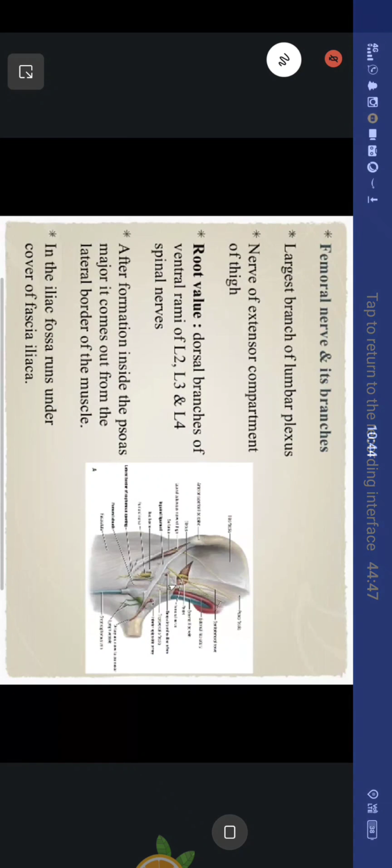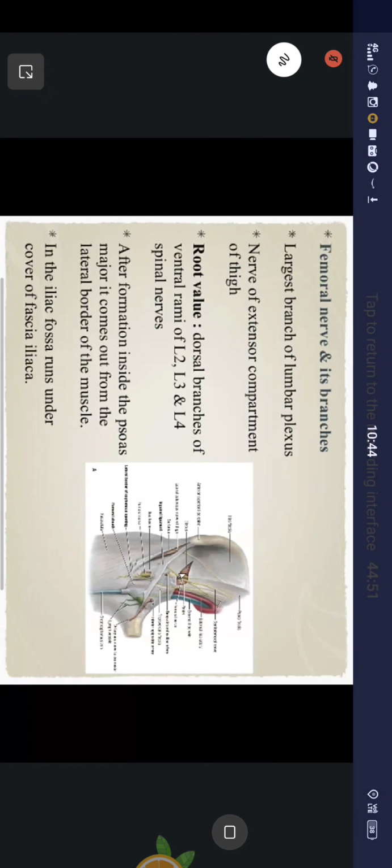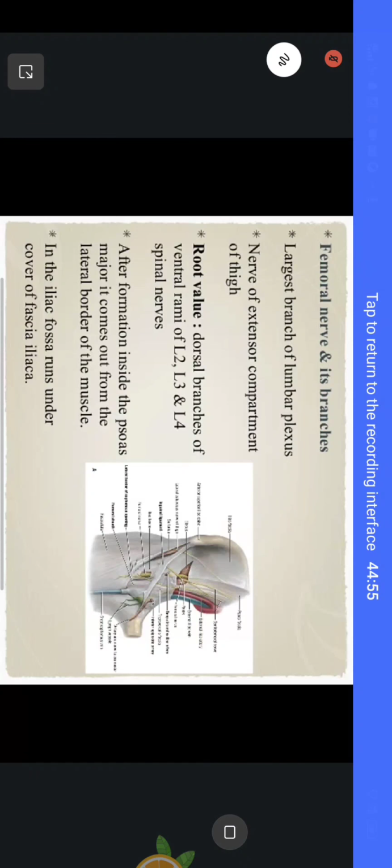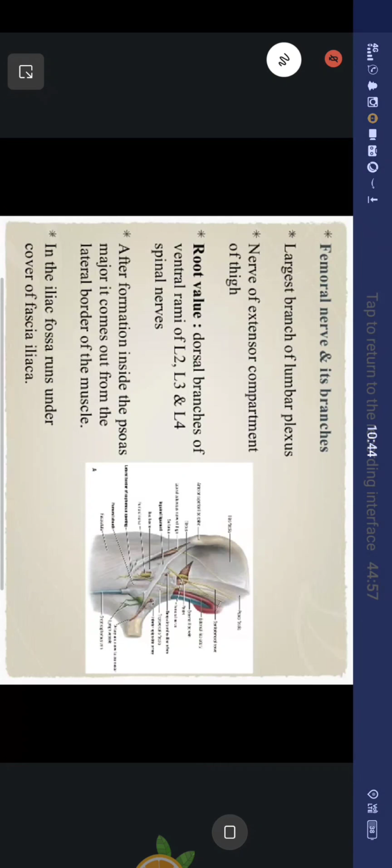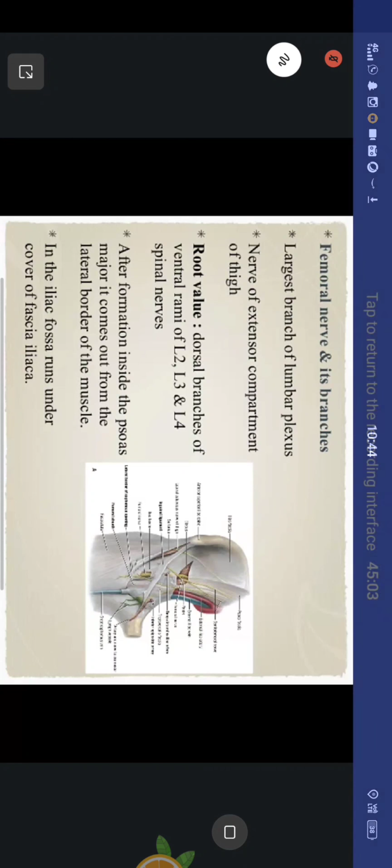Now, after this we see the femoral nerve over here. This femoral nerve, again, will be dealt with in a separate class. I will not go into the details of this femoral nerve. We will not see this femoral nerve in this femoral sheath. It is outside the femoral sheath and it is one of the contents of the femoral triangle.